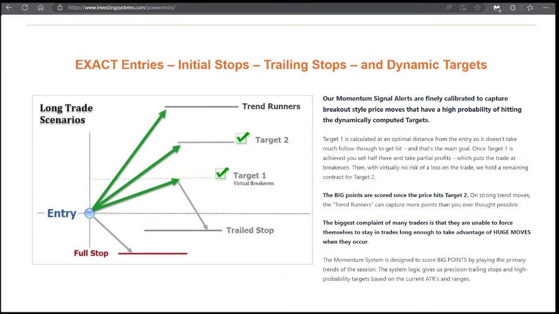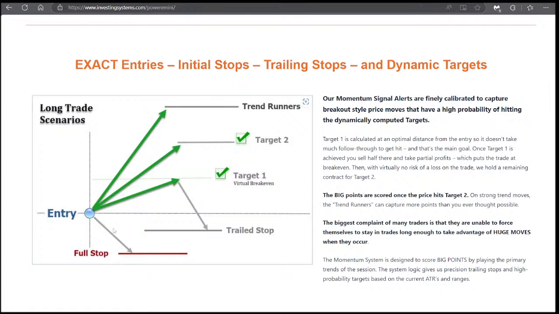Now, like I said, there are some nuances to it that take a little time to absorb, and so when you first get the software, we do recommend that you trade on sim for a period of time until you understand all the little nuances, how everything works. As I mentioned, you get exact entries, stops, trailing stops, targets. This is just a diagram of the concept, right? So this is conceptual stuff, but it should make a lot of sense.